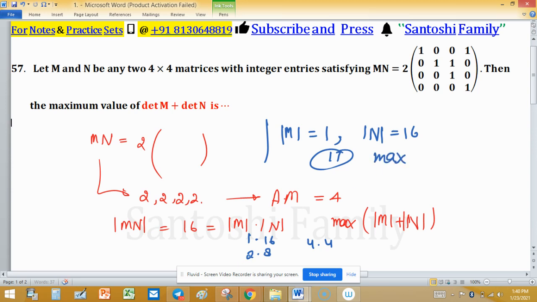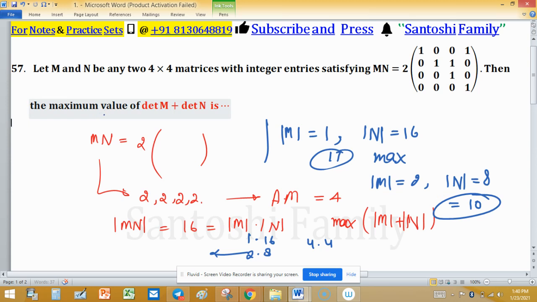because with 2 and 8, if determinant of M is 2 and determinant of N is 8, then their sum will be 10, so it's not the max value. We need to find the max value as the question asked, and in the other cases also, so the max value of this is 17.